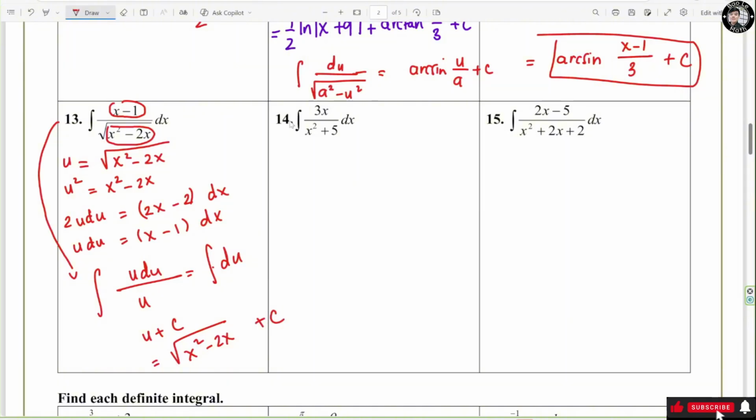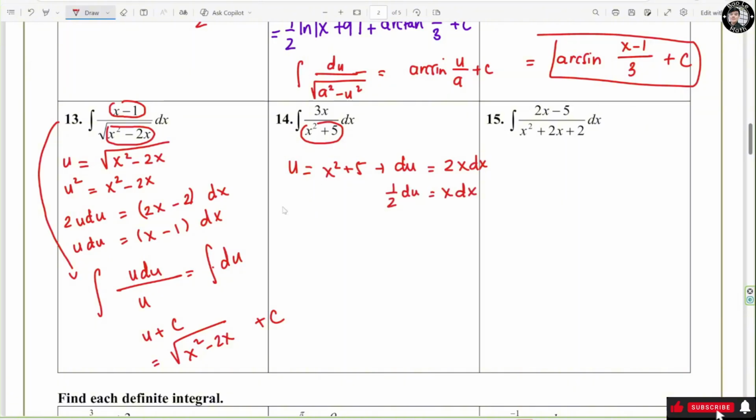Now question 14. Again, I'm going to let u be the bottom, so u equals s squared plus 5, and then du equals 2s ds. I'm going to divide both sides by 2, so I have 1/2 du equals s ds.